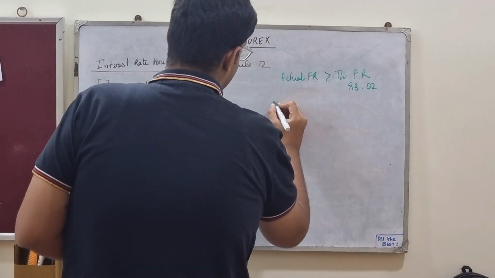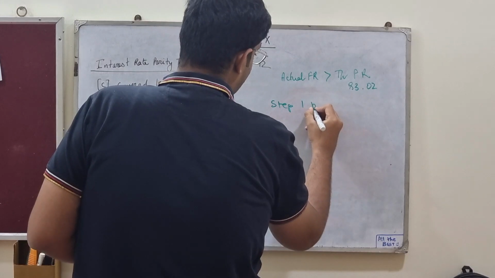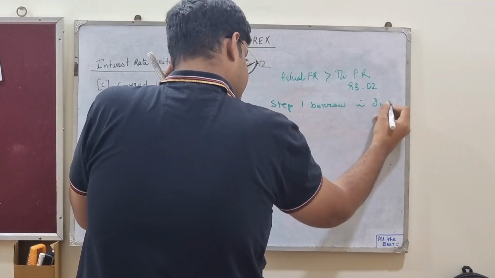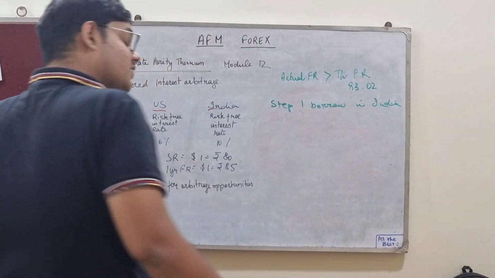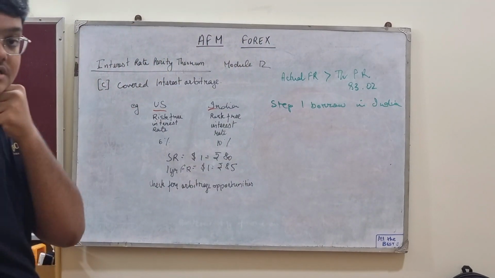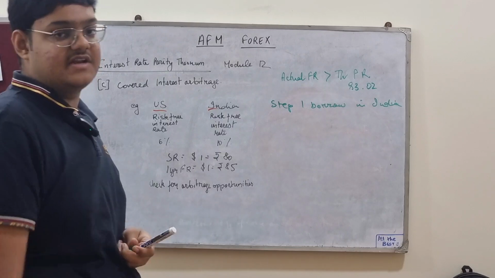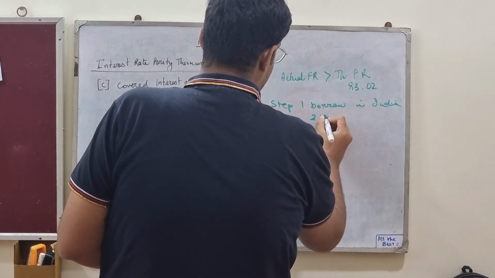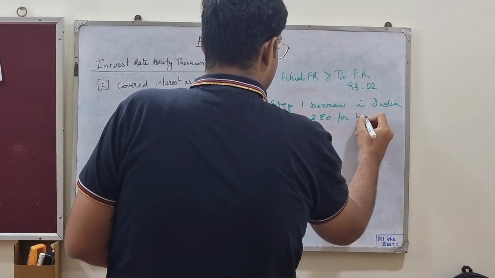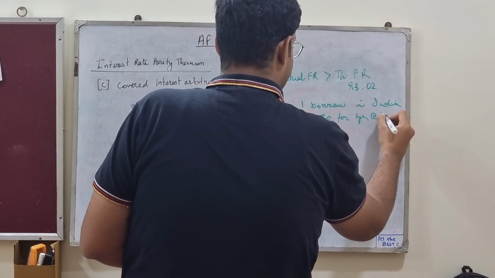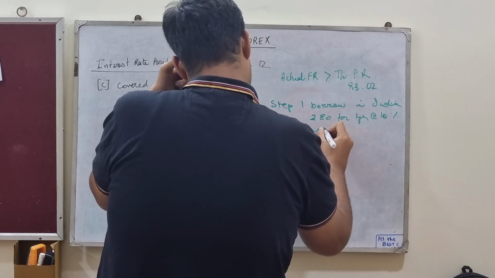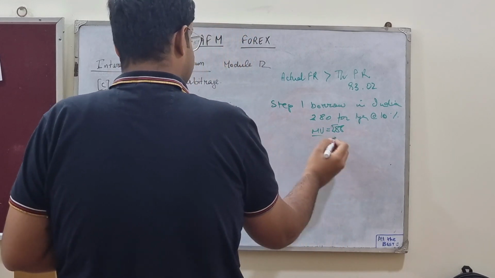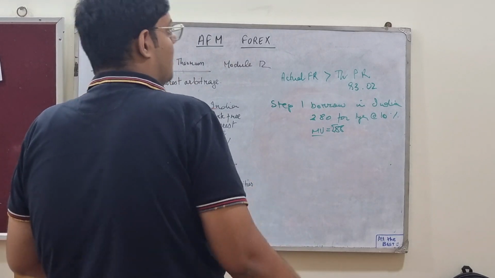Step 1, borrow in India. You can also do the opposite. You can borrow dollars and invest in India, but that will result in a loss. So borrow in India, rupees 80 for 1 year at 10%. So the maturity value is equal to 88 rupees. That means the value that we have to pay after a year.